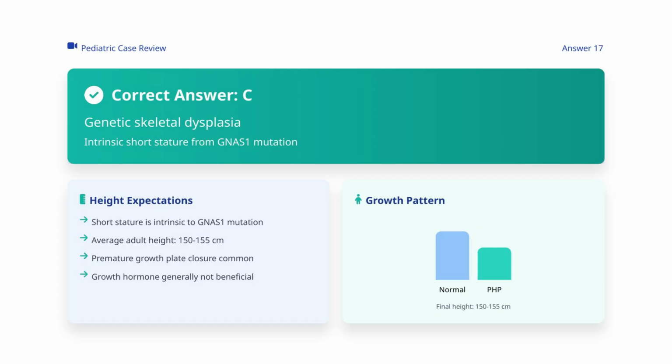Short stature in pseudohypoparathyroidism results from intrinsic skeletal dysplasia caused by GNAS1 mutations affecting bone development. Average adult height ranges from 150 to 155 centimeters. Premature growth plate closure is common. Growth hormone therapy provides minimal benefit since short stature is not growth hormone deficient. Optimal calcium and thyroid hormone replacement prevent additional growth impairment. Families need counseling about realistic height expectations. Focus treatment on metabolic control rather than height augmentation.